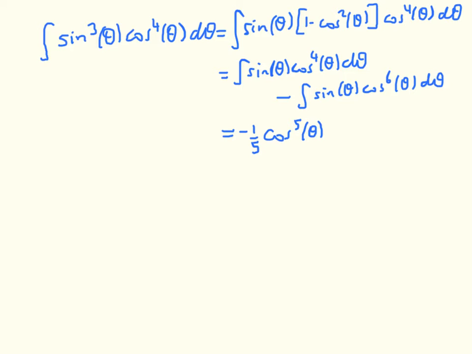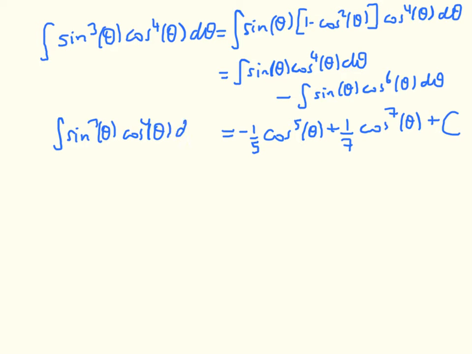And in a very similar way, and being careful with the minus signs because there is an extra minus sign out front here, what we have is plus 1 over 7 times cosine to the seventh of theta. So we've calculated both of the integrals, and we can put on an integration constant, and this is our result for the integral of sine cubed theta cos to the fourth of theta, integrated with respect to theta.